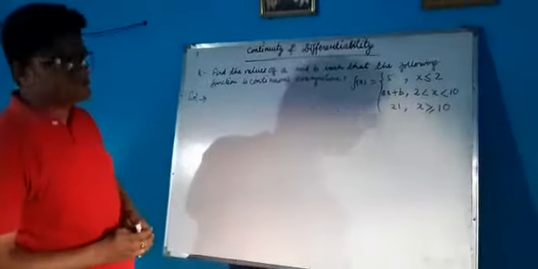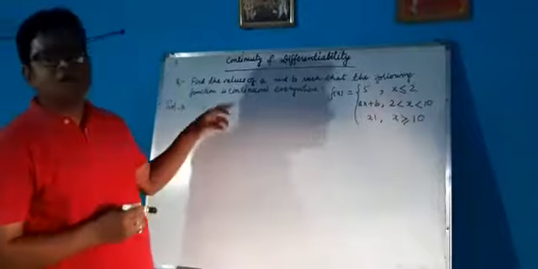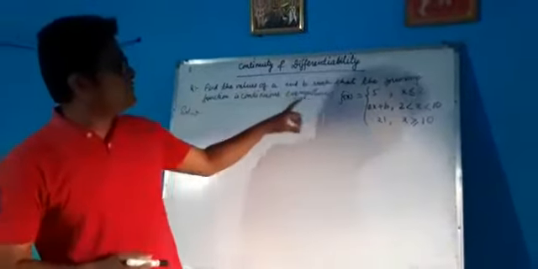Hello everyone, let us see the next question on continuity. Here is a question: find the values of a and b such that the following function is continuous everywhere.